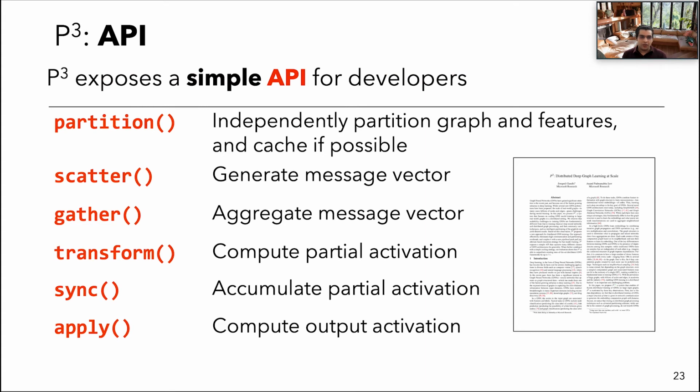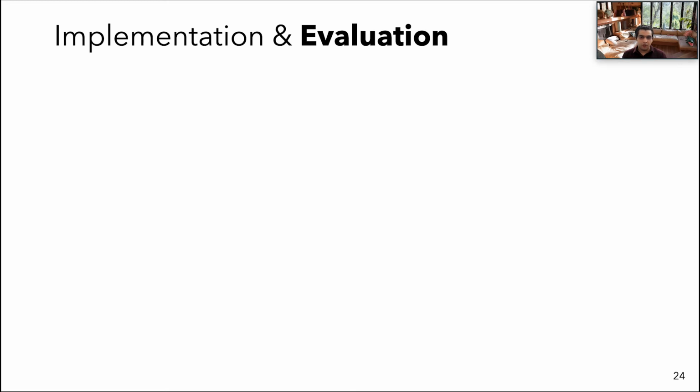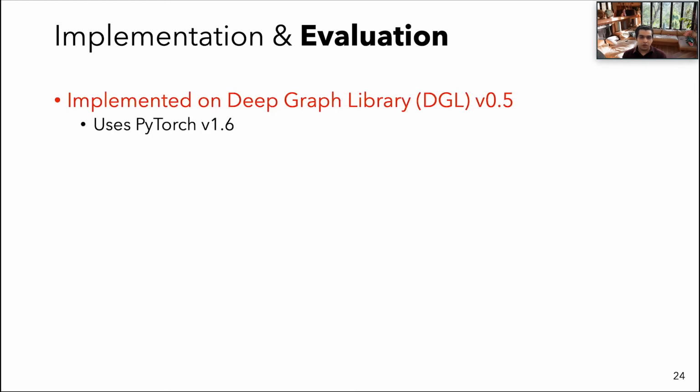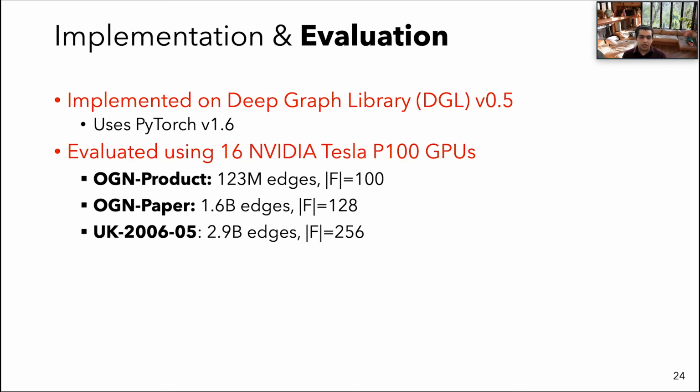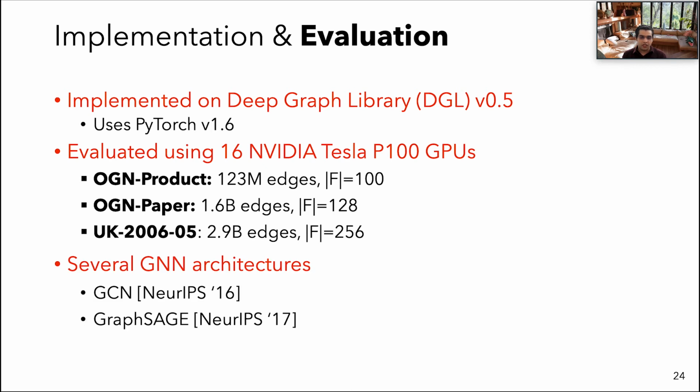Finally, P-cube wraps its independent partitioning strategy, pipeline push-pull parallelism, and caching in a simple API, which users can leverage to speed up existing and new GNN architectures. More details about it can be found in the paper. We have prototyped P-cube on Deep Graph Library, a popular open source GNN framework which supports distributed training, and have evaluated it on a small cluster of 16 NVIDIA P100 GPUs. We used several openly available graphs with varying structure and feature size, and with a variety of GNN architectures.